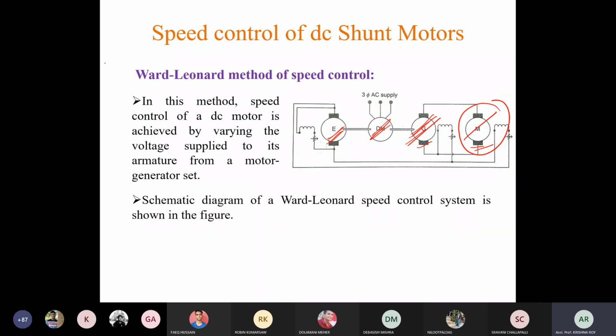Is it clear? This machine and this machine both are DC generators. One is used to supply voltage across the target motor and the other is used to supply the field windings of both this generator as well as this motor. And this AC motor, which is normally a 3-phase induction motor, is used to drive the rotor of both this generator and exciter. Is it clear?